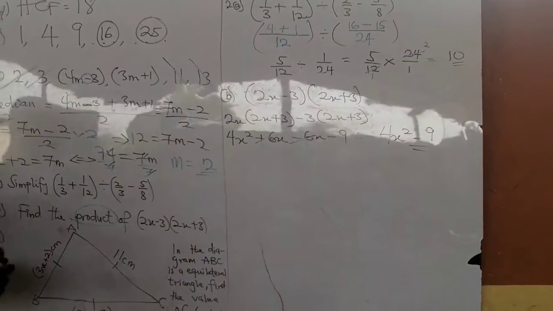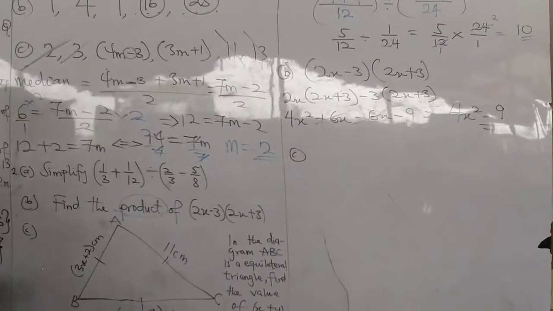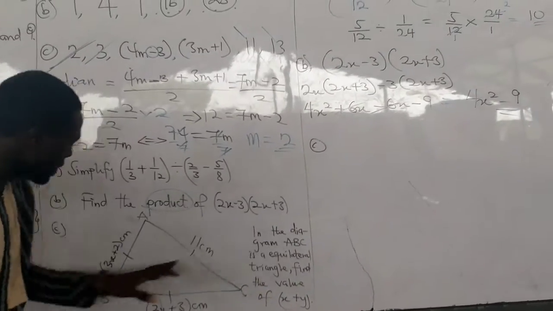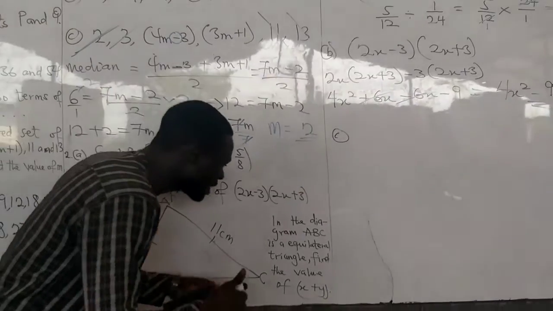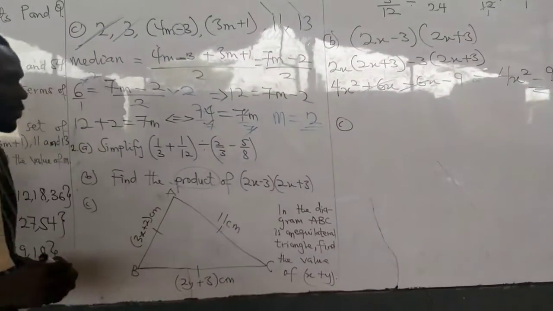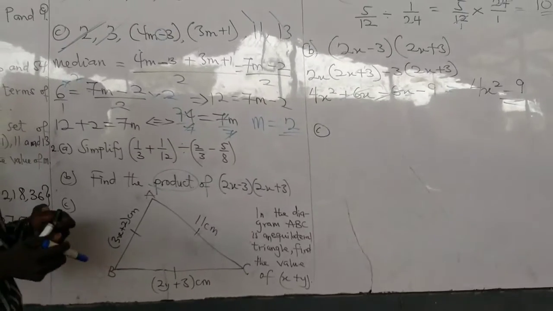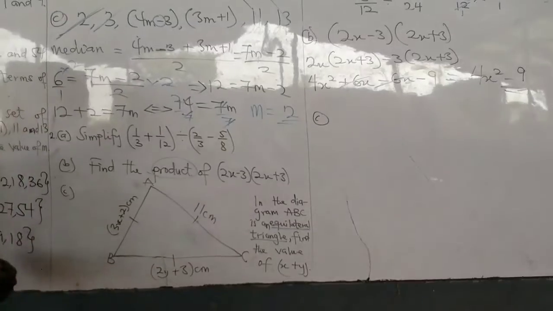Then you have the C. The C is the most cheapest among all when it comes to number 2. It says that in the diagram ABC is an equilateral triangle. Find the value of x plus y. It's an equilateral triangle. So the key word here we have to know is an equilateral triangle.